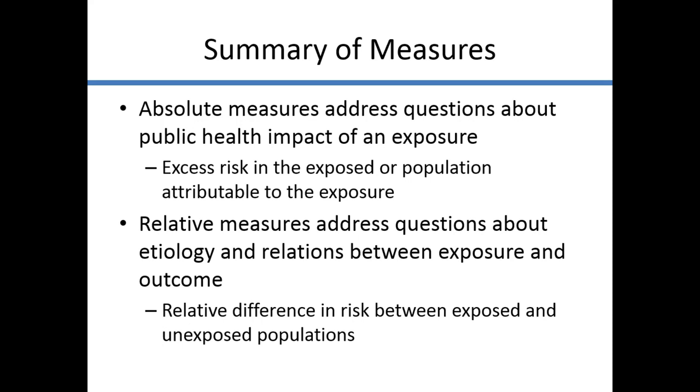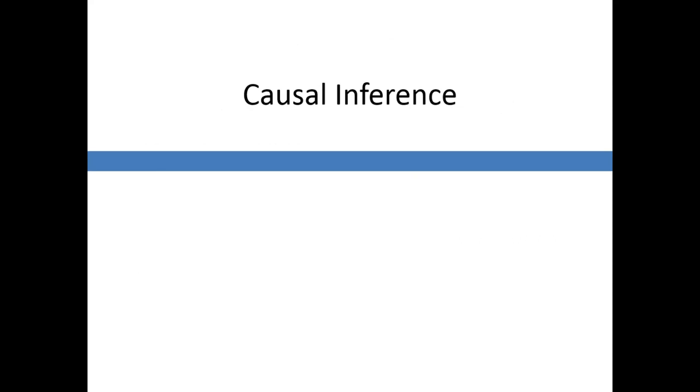Relative measures address questions about etiology, cause, relations between exposure and outcome. Does smoking cause lung cancer? Well, yeah, it increases your risk tenfold. So one is more about public health measures, what we need to do, how many personnel we're going to need, what's the impact in terms of how much disease is going to occur in the population. The other is, what's the causal relationship between X and Y? Next slide, please. Causal inference. Next slide, please.